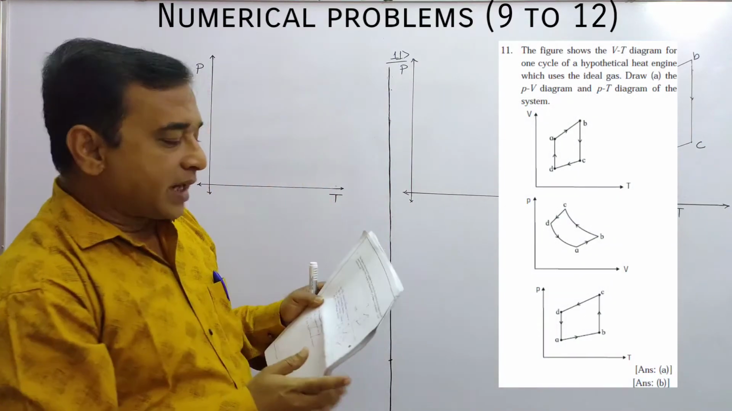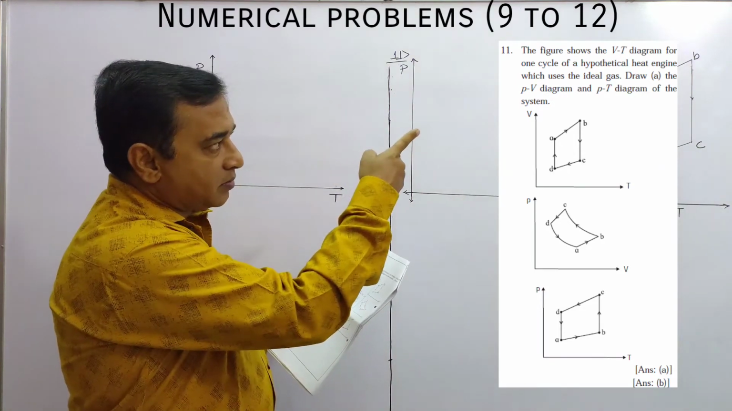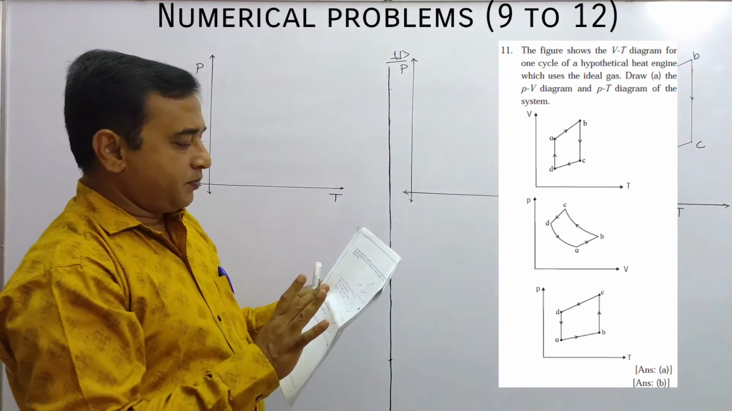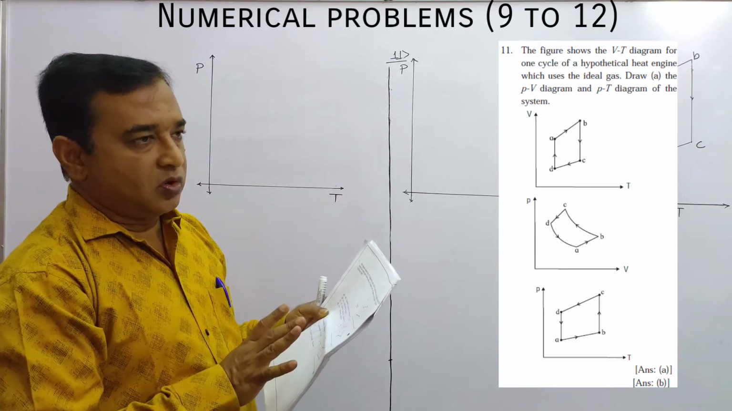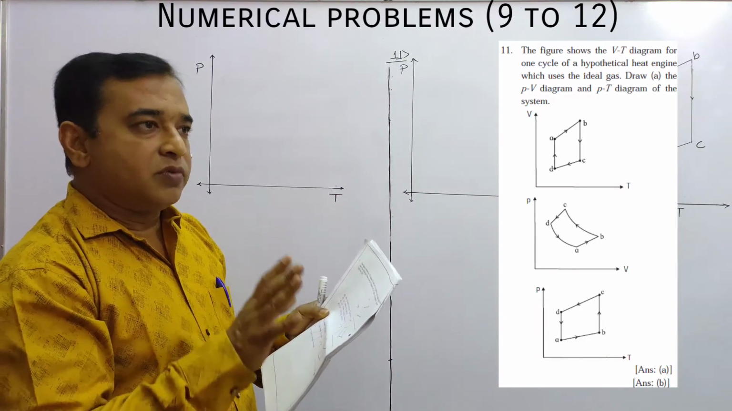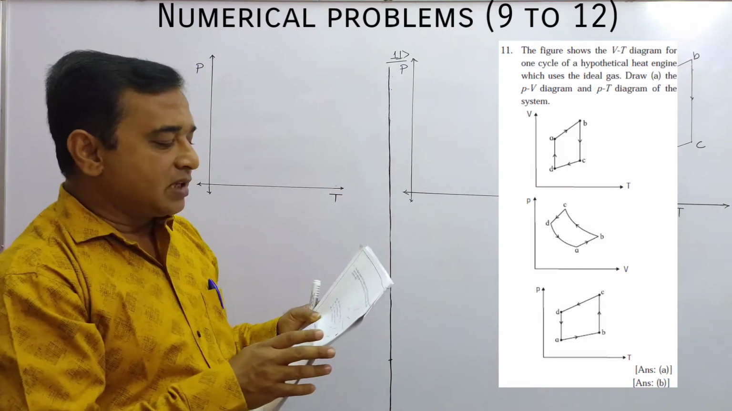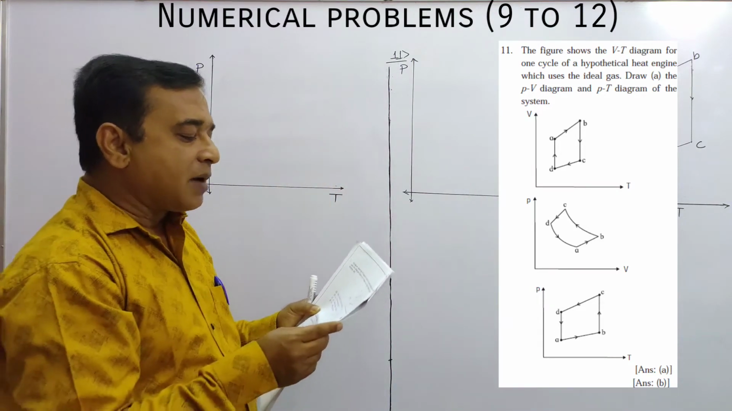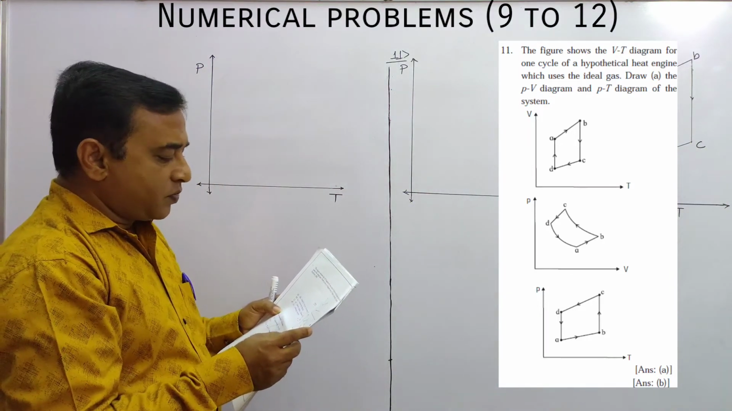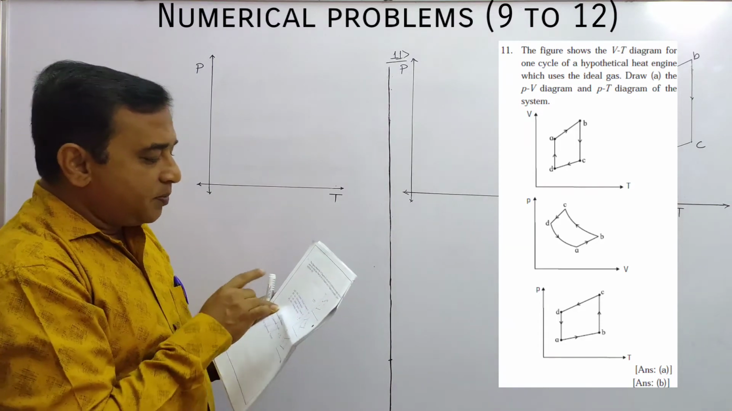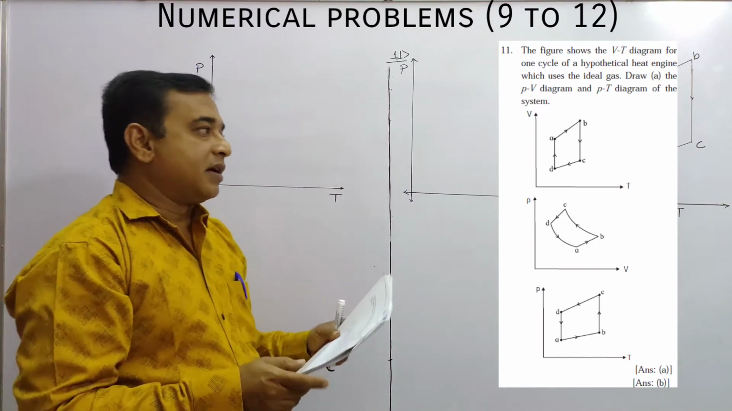See the diagrams carefully. Before that, I am going to read it. The figure shows the VT diagram. This VT diagram is given for one cycle of a hypothetical heat engine. Obviously, a heat engine works through adiabatic and isothermal processes. Here is the VT diagram for one cycle of a hypothetical heat engine which uses an ideal gas. Draw (a) the PV diagram and PT diagram of the system. So let us get that.